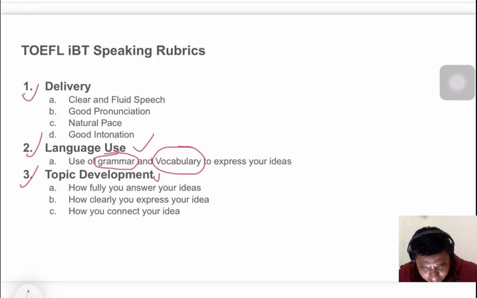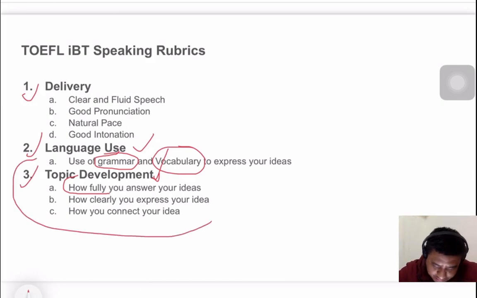Now, when we looked at our writing, especially task two, which was your independent writing, we had a separate dimension called topic development, and we also had a separate one called organization, right? But in the case of speaking, both organization and topic development are put together in one particular metric.